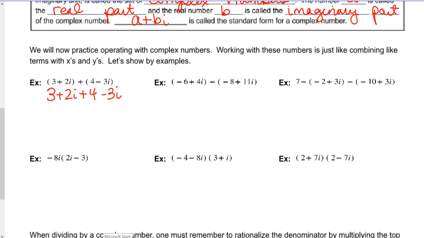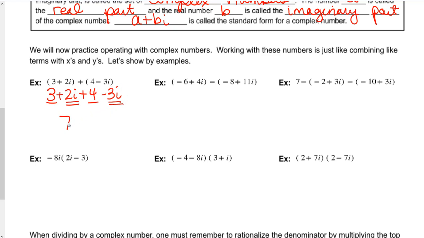And then we're going to combine the real parts, and then we're going to combine the imaginary parts. So here's the real parts. Here's the imaginary parts. And so when I take a positive 3 plus a 4, I get a 7. And a positive 2i minus a 3i.